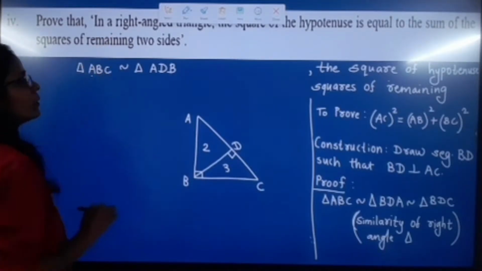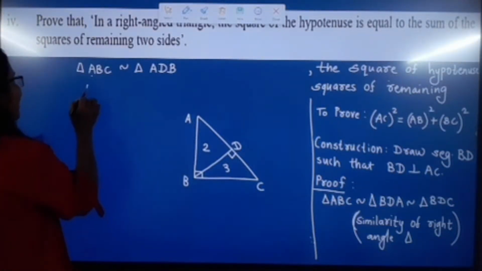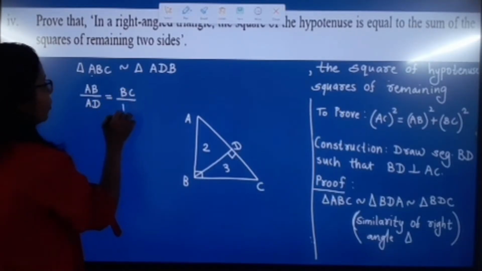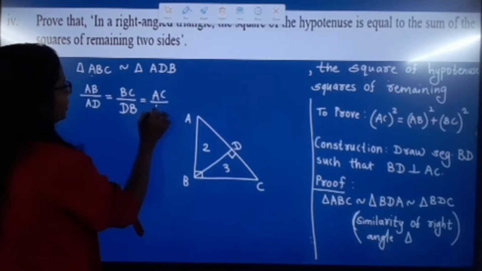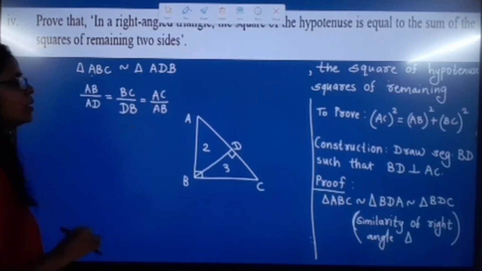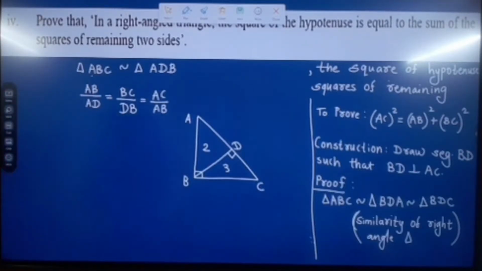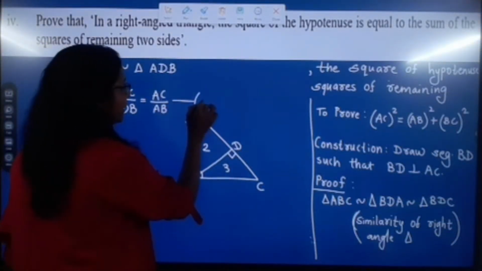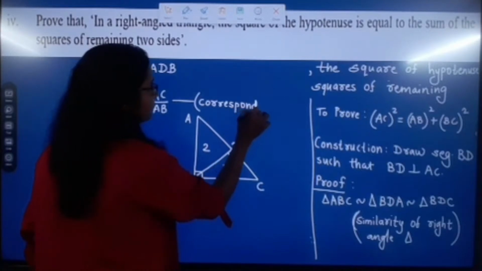Okay, so now their corresponding sides will be in proportion. The ratios of corresponding sides will be AB upon AD is equal to BC upon DB is equal to AC upon AB. Okay, students, so here we write down that the reason is corresponding sides of similar triangles.